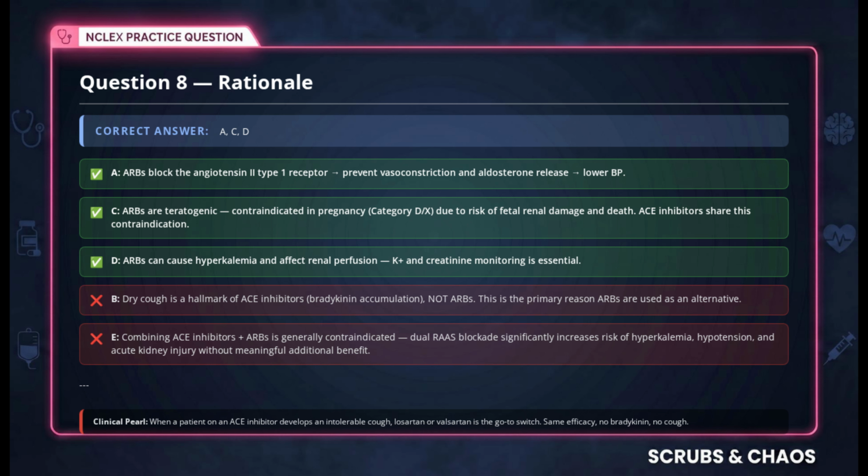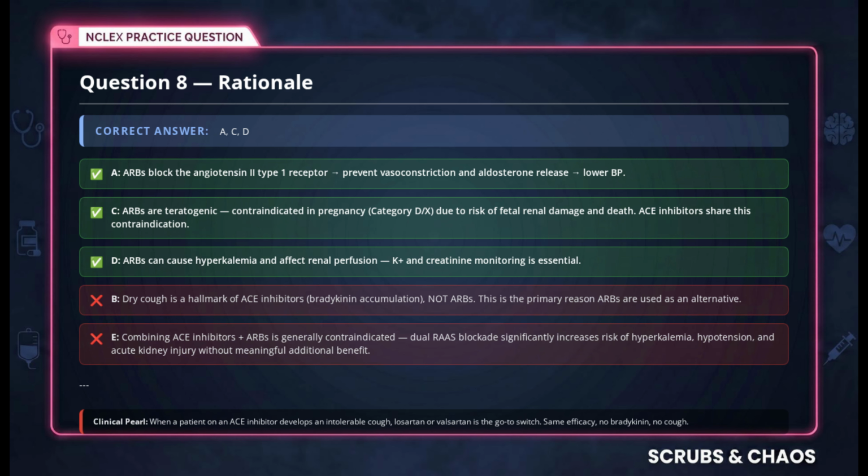A, C, and D, not B and not E. B is the classic NCLEX trap. Dry cough is the ACE inhibitor side effect. Losartan blocks the angiotensin II receptor directly, so bradykinin never builds up. No cough, but it is still contraindicated in pregnancy, same as ACE inhibitors. Both classes are off the table. And yes, monitor potassium and kidney function. Both classes affect the RAAS system. E is the dangerous one. Combining an ACE inhibitor and an ARB doubles the kidney risk with minimal added benefit.